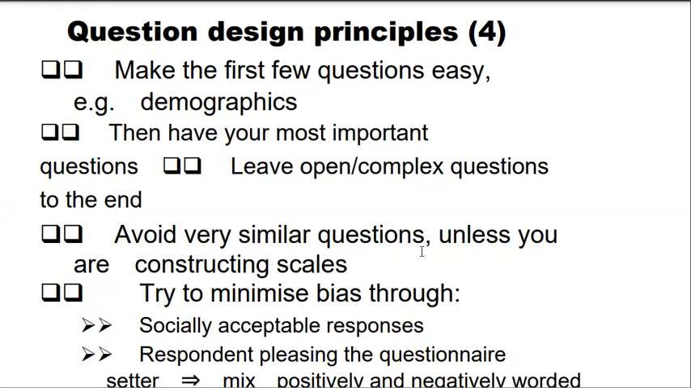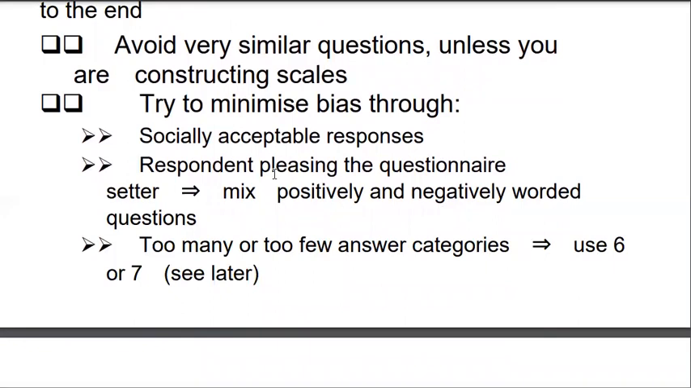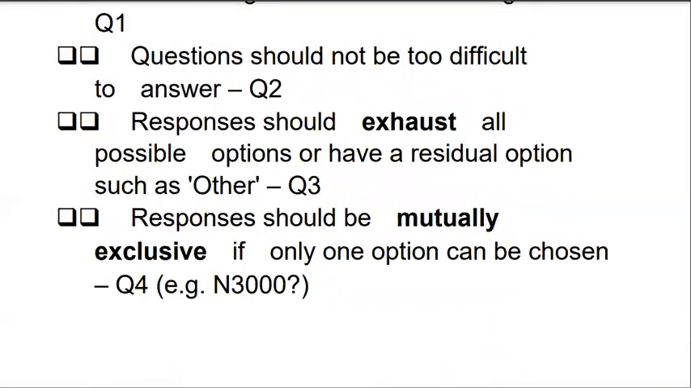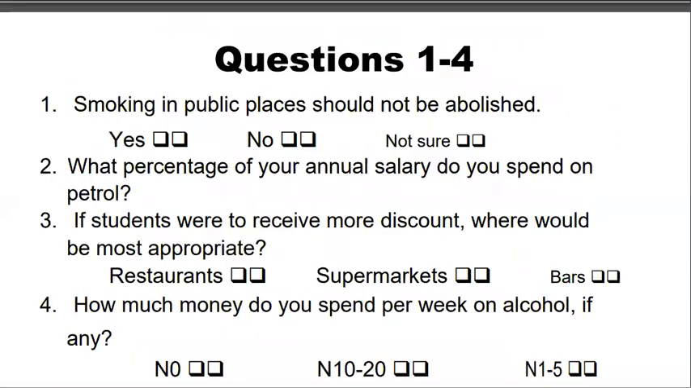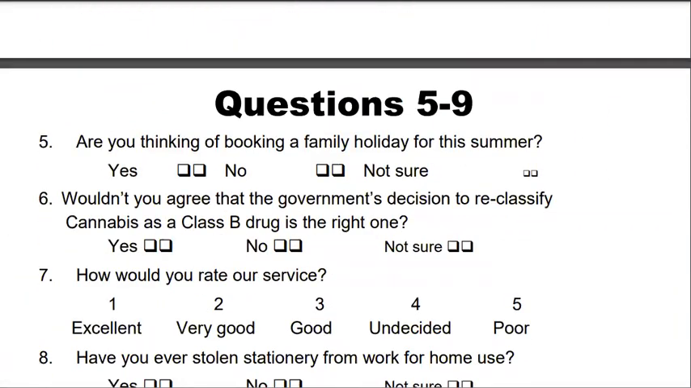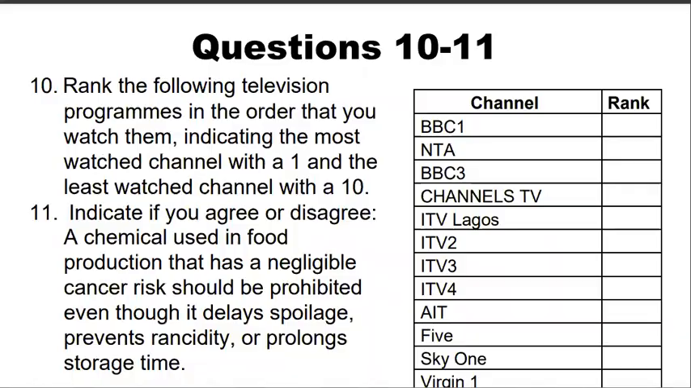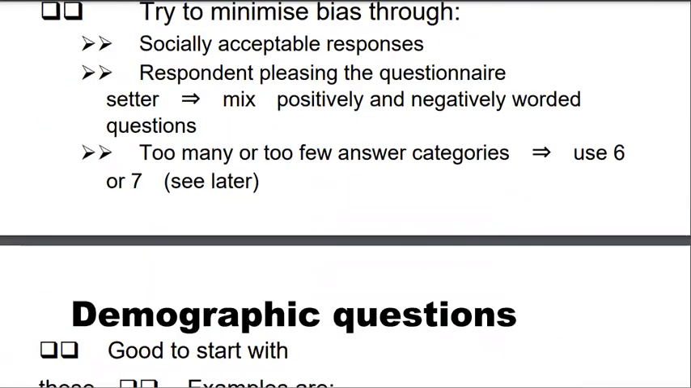Then avoid very similar questions except you're trying to construct a scale, right? Minimize bias, socially acceptable response. Like this question, where you were asking if somebody has stolen papers in the office to use at home. So who would want to answer this question? Have you ever stolen stationery from work or home? Right? So there's a lot of bias. You have a lot of bias, people trying to fill up that.